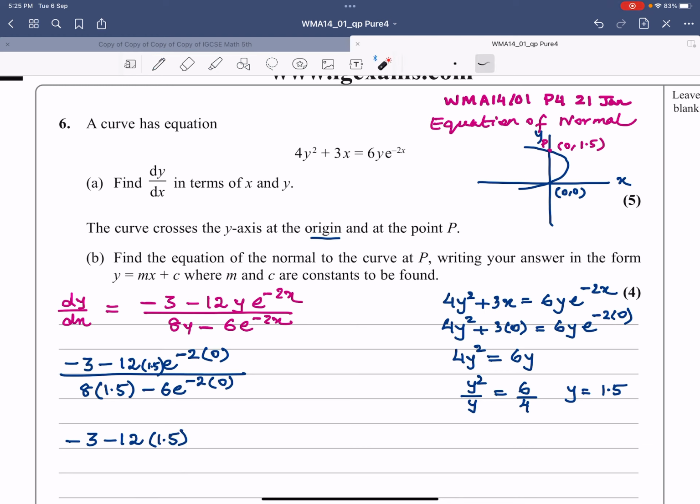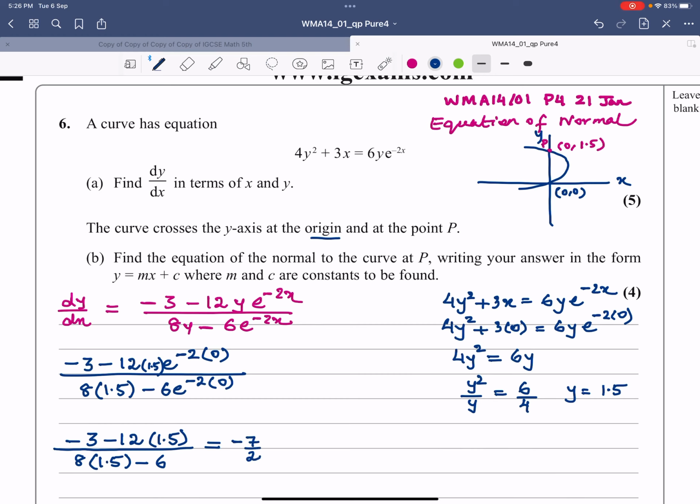Now here e to the power of -2 into 0 is e to the power of 0, which is in fact 1. So I'm not writing that. So the numerator simplifies quite a bit there. The denominator is 8 into 1.5 minus 6. Here again we have e to the power of -2 into 0, which again gives us e to the power of 0, which is 1. So we have our numerator and denominator. We can calculate using a calculator or manually, and we find that our gradient is -7/2.